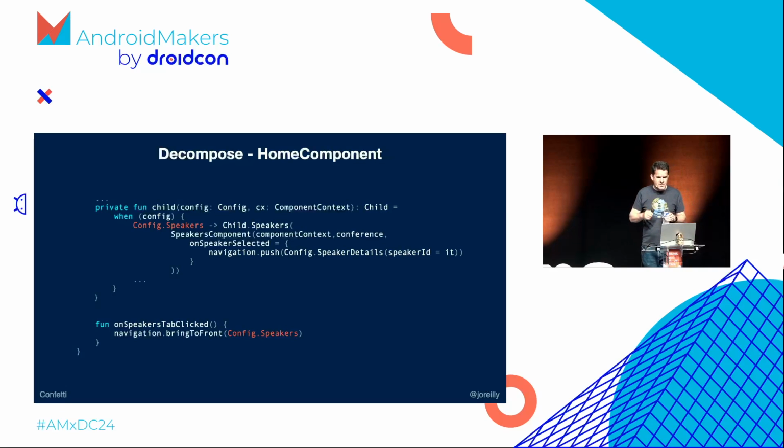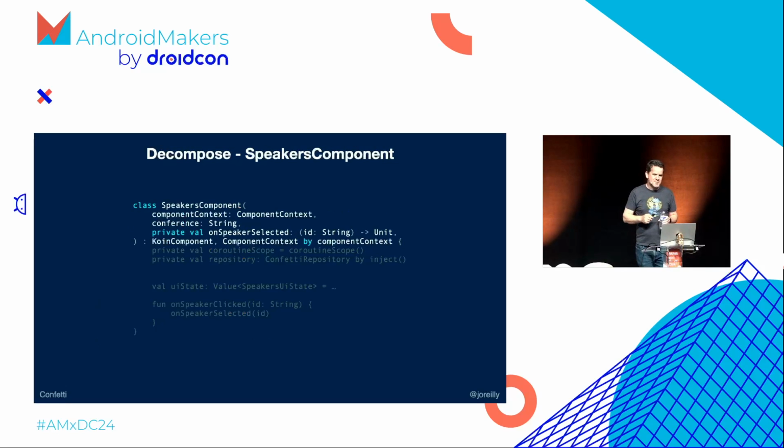This is the child factory mentioned, and it's used, as the name suggests, to create particular children given configuration passed to it. For example, config.speakers maps to child.speakers, which in turn is used to wrap an instance of the speakers component. So quite a few abstractions here, but as we see, it accommodates quite a large number of different use cases, which is quite powerful. We also see an example of how we'd navigate to that child in this on-speaker tab click method that's invoked from the UI. That navigation.bringToFront is passed that config.speakers configuration, which, as we saw, will map to child.speakers, which then becomes the active child. Okay, a lot to take in there.